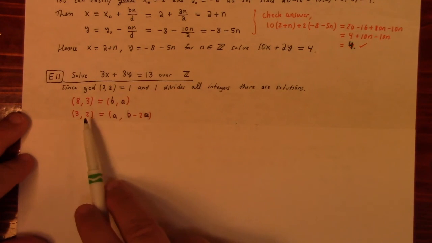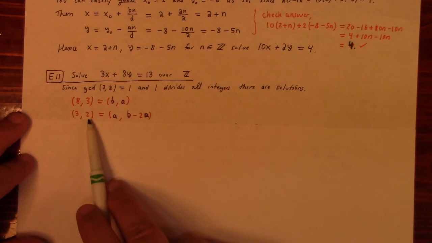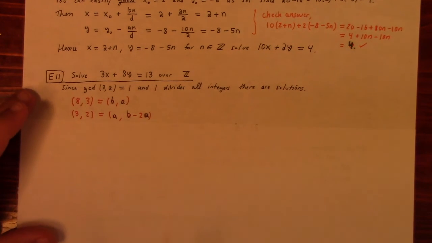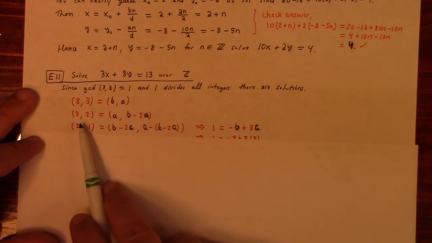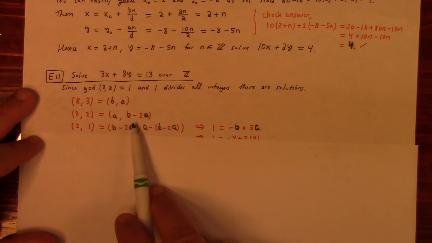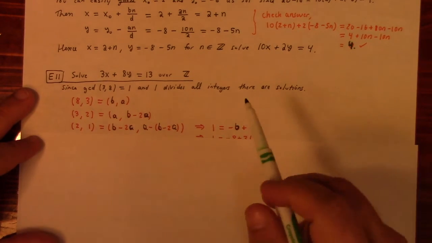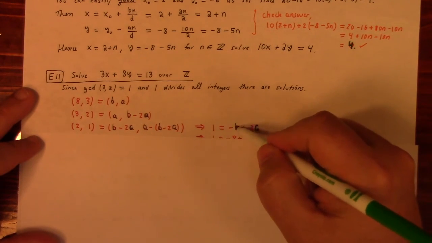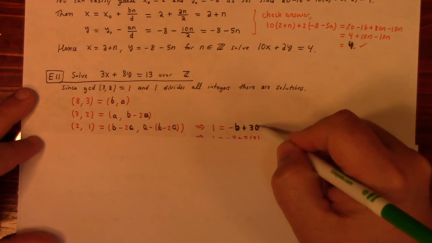So 8, 3 is BA, then I bring my 3 down. 8 divided by 3 has a remainder of 2. To get that, I do 8 minus 2 times 3, so B minus 2A. And then 3 divided by 2 has a remainder of 1. How do I get that? I get 3 minus 2 is 1. So A minus 2 times B minus 2A, right? It's going to give me 1 is equal to minus B plus 3 times A.